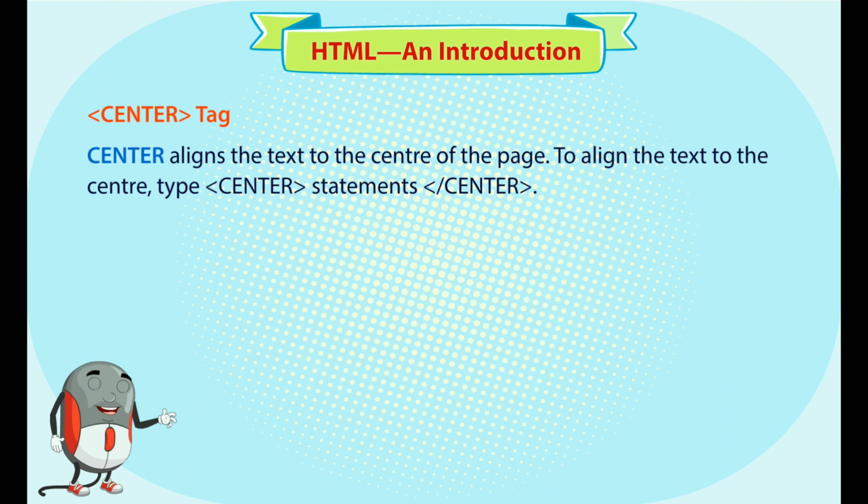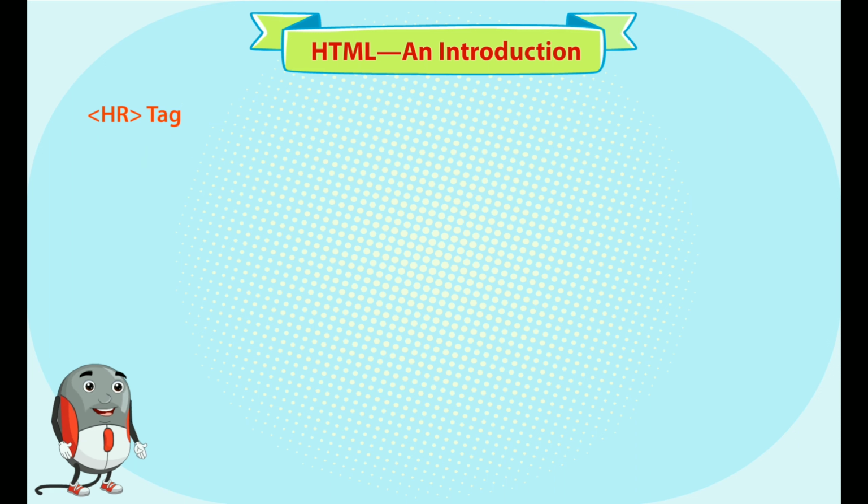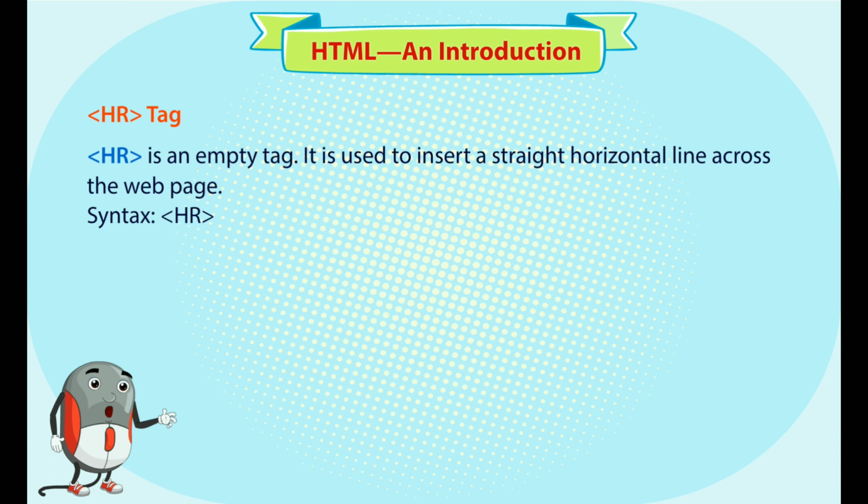Center tag. Center aligns the text to the center of the page. To align the text to the center, type the center opening tag, the statements, then the center closing tag. HR tag. HR is an empty tag. It is used to insert a straight horizontal line across the web page.